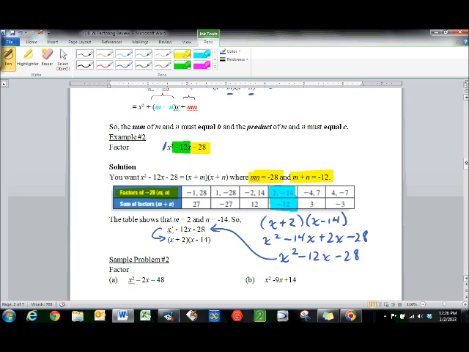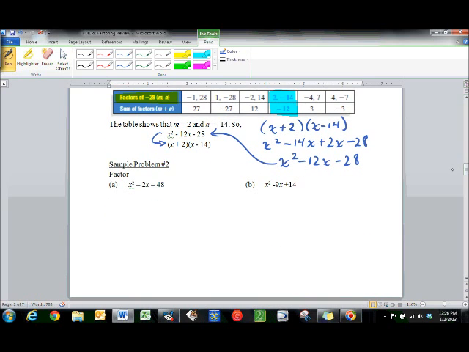So if we look at the sample problems, sample problem 2 has two trinomials with a leading coefficient of 1 that we ask you to factor. So what we're going to want you to do is to come up with all of the factors of negative 48 for sample problem part A that would multiply to give us negative 48 and also add together to give us negative 2. So go ahead and pause the video at this time and work sample problem number 2 part A and B. Okay, let's take a look at this. Hopefully you've given both of these problems a good shot.